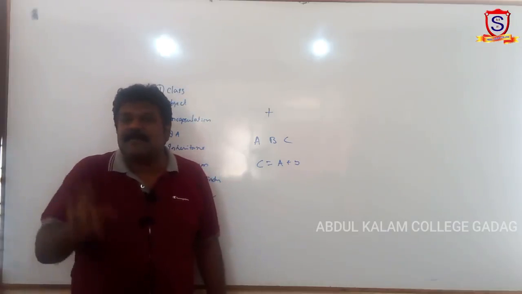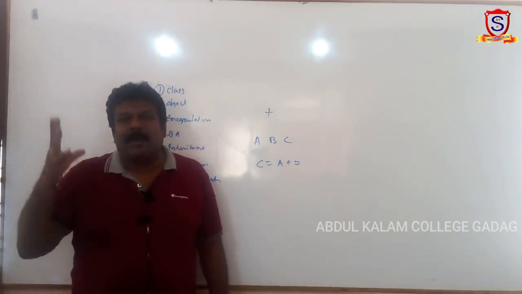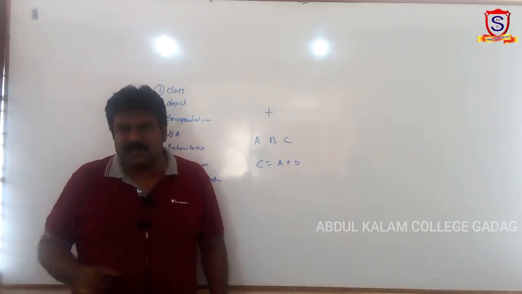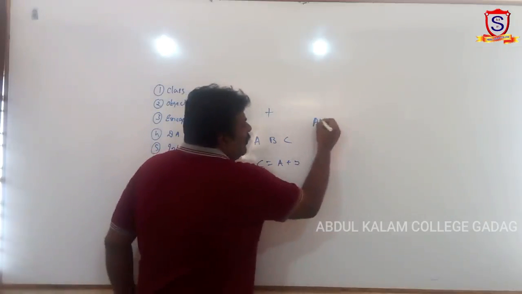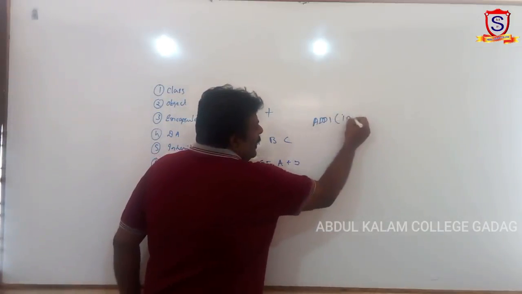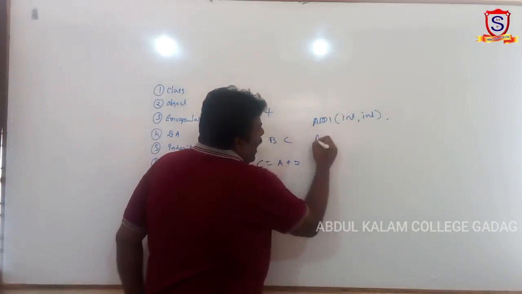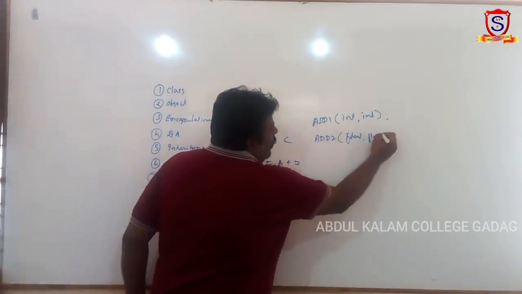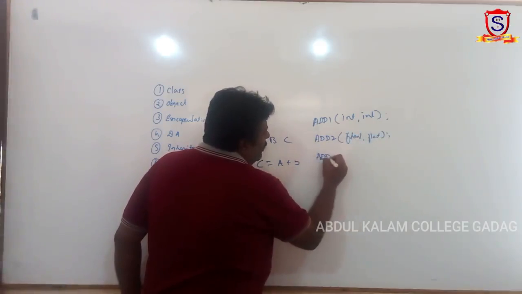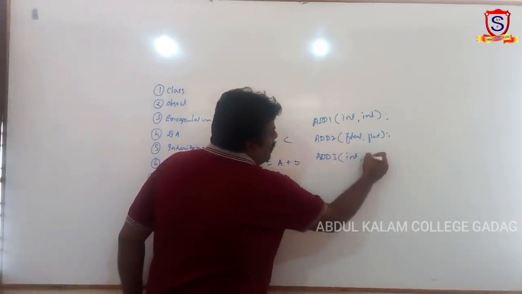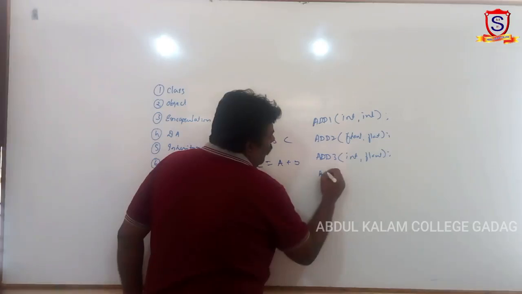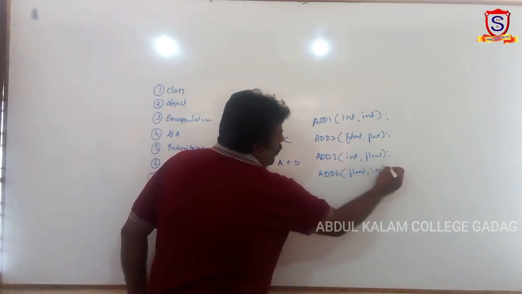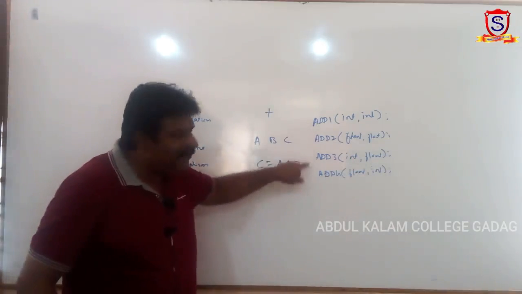Instead of that, C++ gave one more opportunity in which we can give the same name for multiple functions. Understood? Now see, previously we used to give add1 for int and int, add2 for float and float, add3 for int and float, add4 for float and int. So I gave 4 different names.